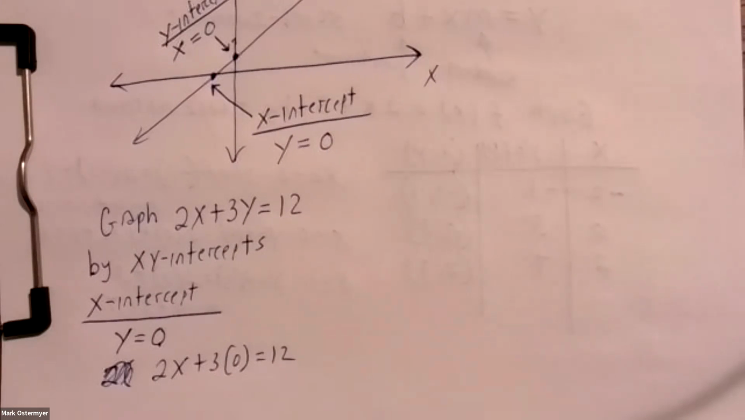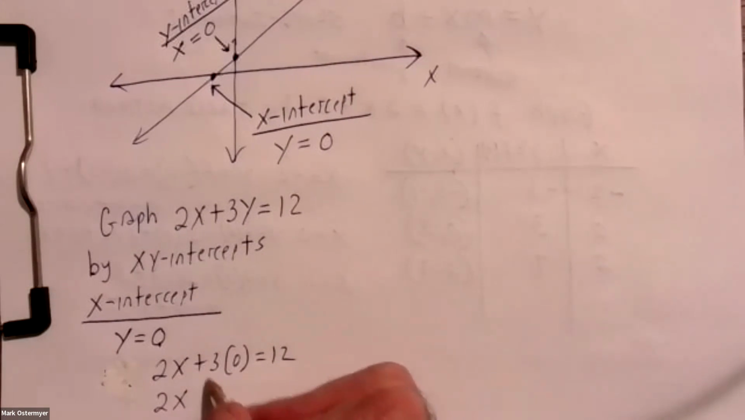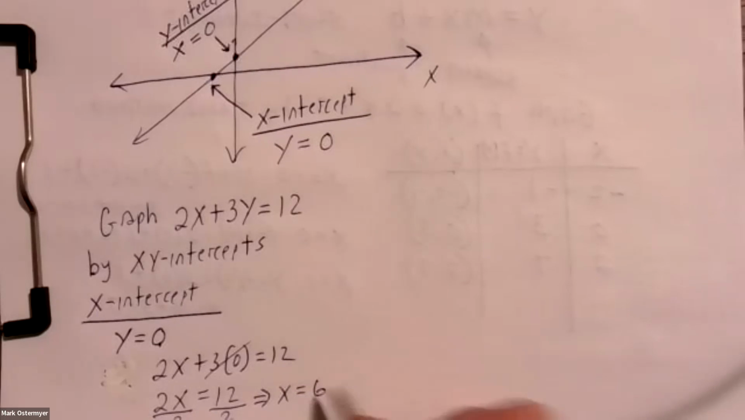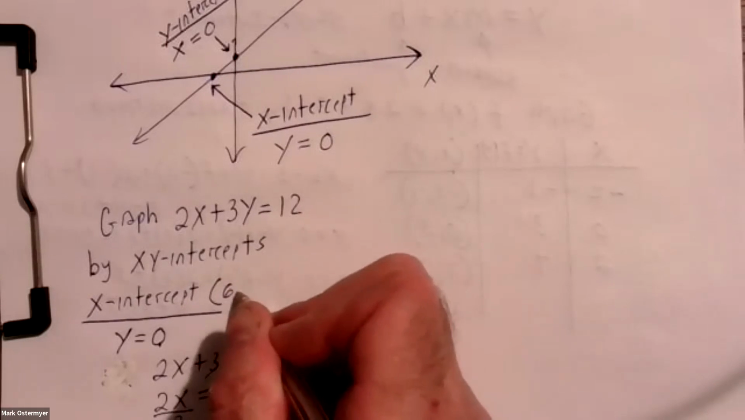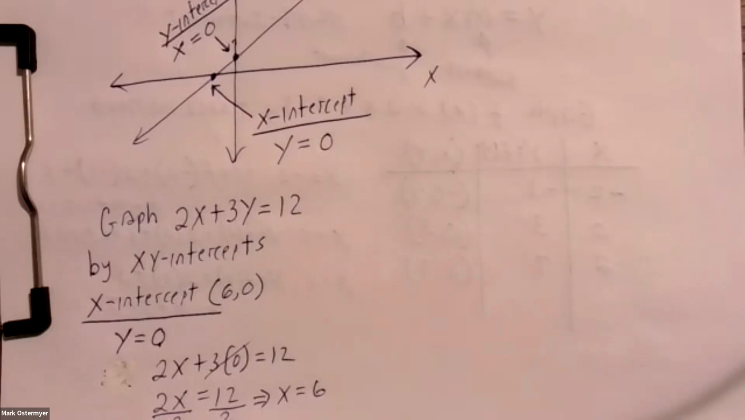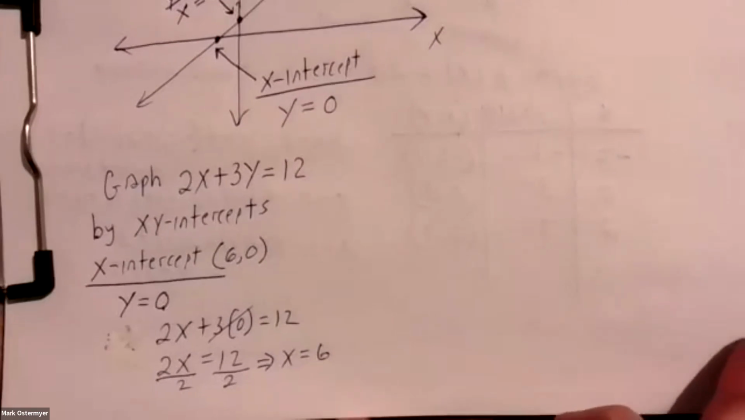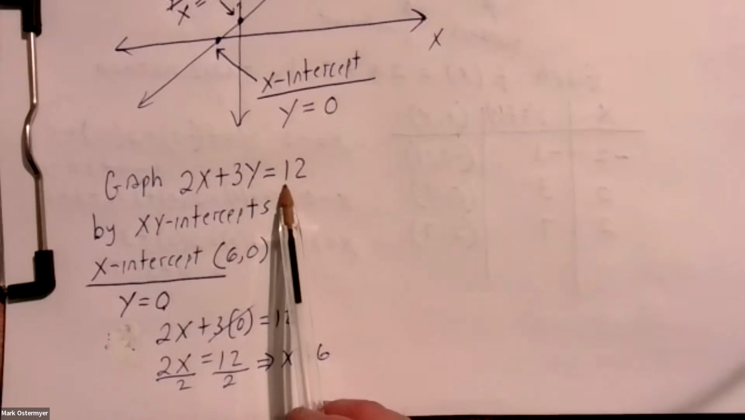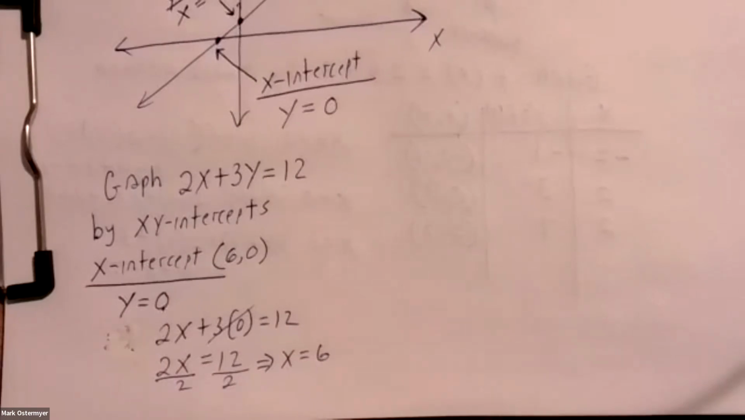And now we're going to solve this equation for x to get our x-intercept here. All right, so how do we solve this equation for x? Well, we have 2x, 3 times 0 is 0, that's gone. So 2x equals 12, divide both sides by 2, and my x-intercept appears to be 6. Or as an ordered pair, it would be 6, 0. That's my x-intercept. So this is going to be the point of intersection between the graph of this linear equation or linear function and the x-axis.